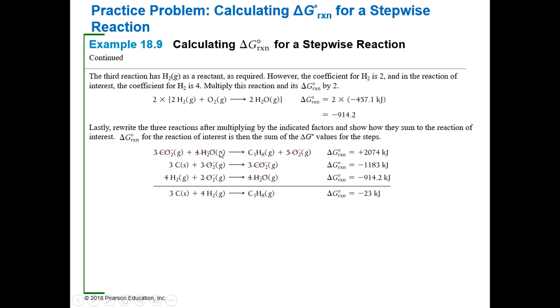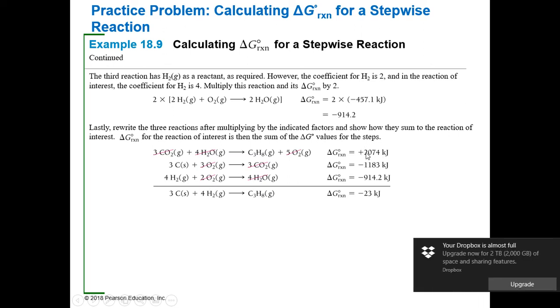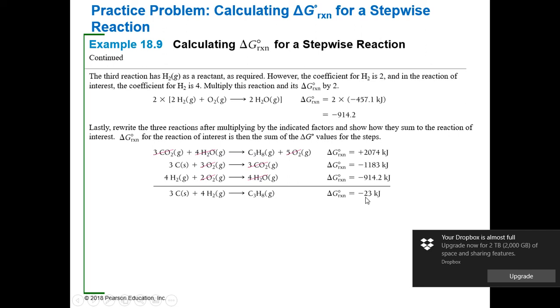So now we've added all of our reactions together. We can add all of our delta G values together. Delta G is now negative 23 kilojoules. So delta G is negative, so this is a spontaneous reaction.